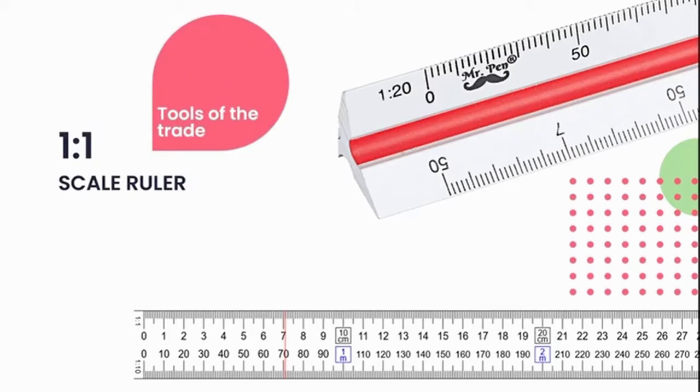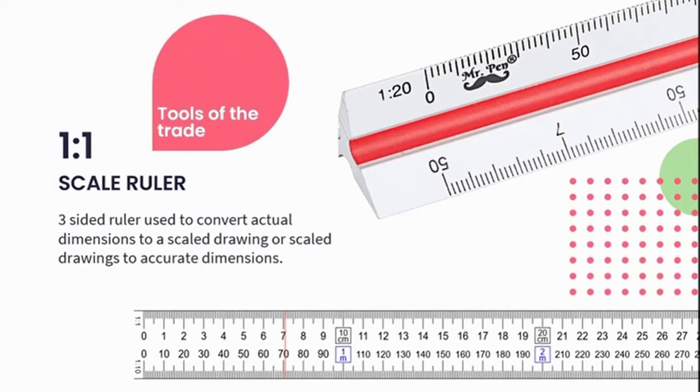A scale ruler is a 3-sided ruler that we use to convert actual dimensions to a scale drawing or scaled drawings to accurate dimensions without having to use maths or a calculator to work out ratios of changing existing dimensions to fit the scale of our page. I know, a bit of a mouthful, but an important fact to understand.